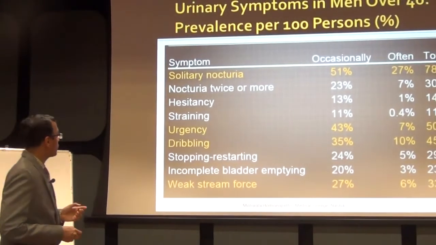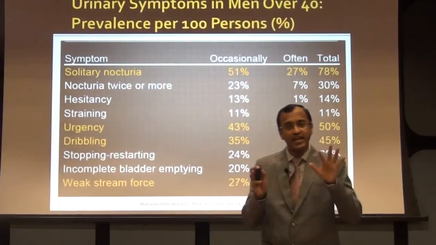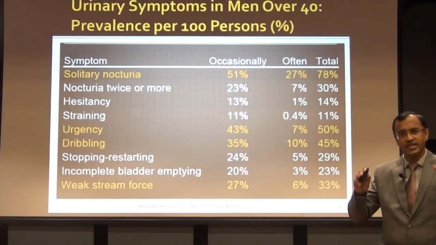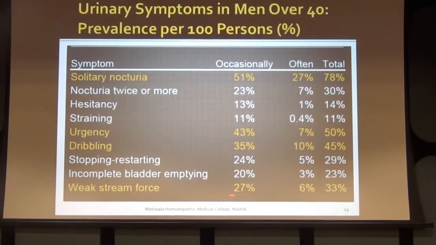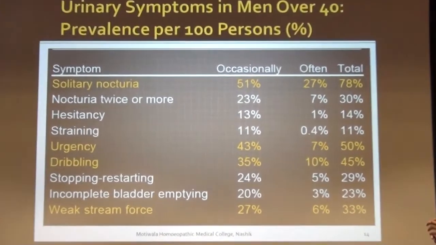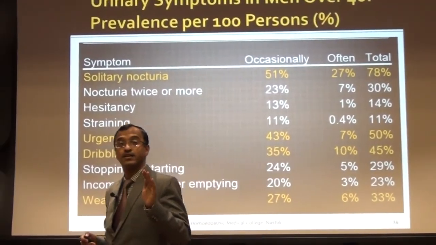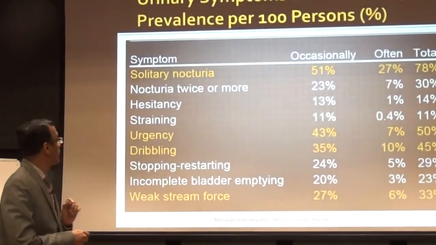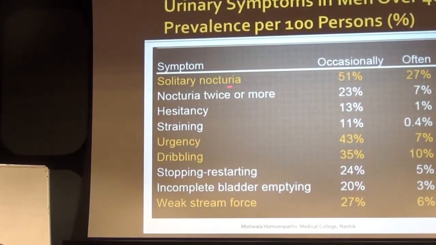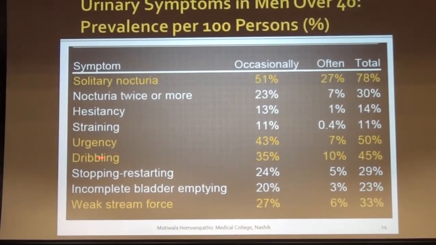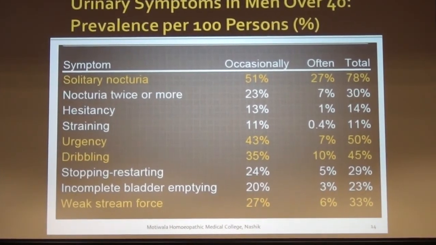Now, solitary nocturia, that is frequency of urination at night, the urgency, dribbling and weak stream force are the key prevalent symptoms observed in the research. So we need to concentrate on these 4 symptoms: solitary nocturia, urgency of urine, dribbling of urine and weak urinary stream force.